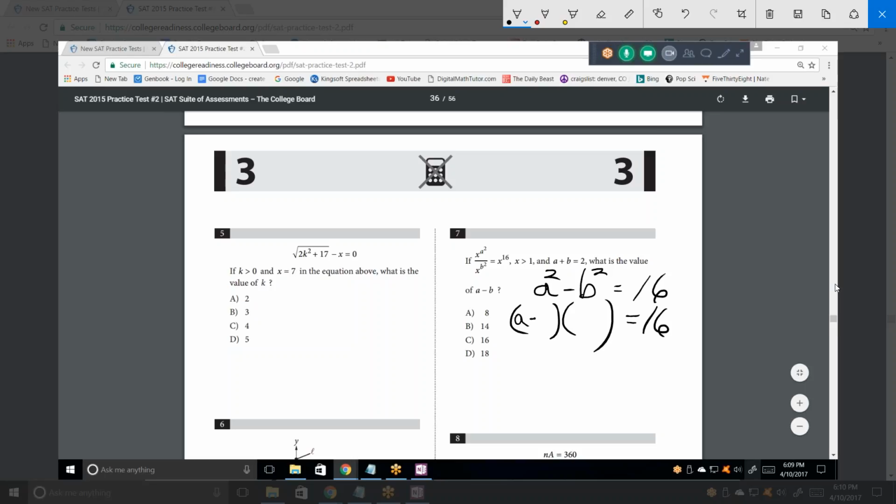A plus b, a minus b. Yep. Whenever you see difference of perfect squares in a math problem, 90% of the time you're supposed to factor it. Okay? Now it tells you that a plus b equals 2. What's a minus b equal to? 8. 8? Is that what you said? Yep. That's how you do that.